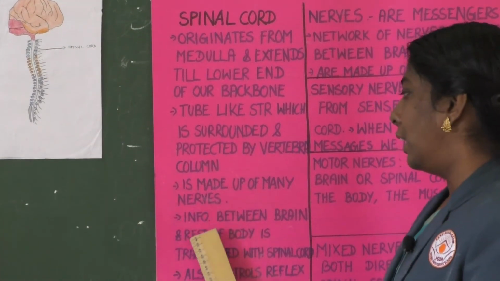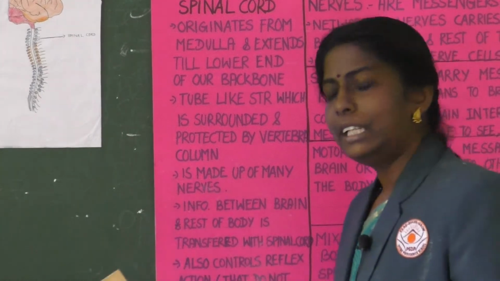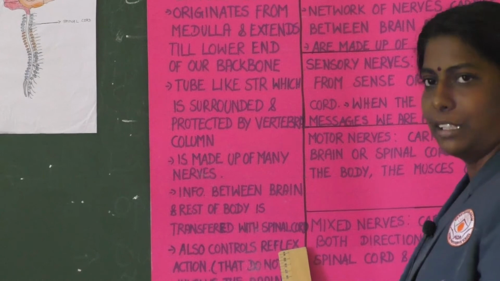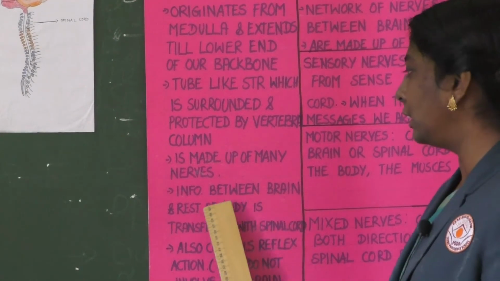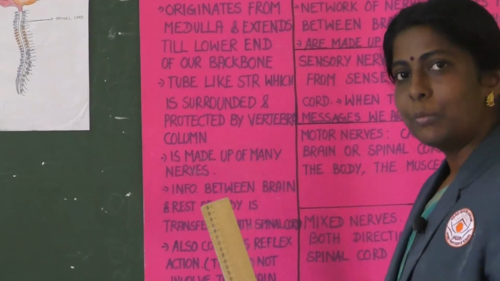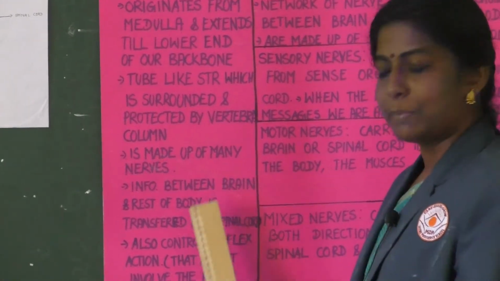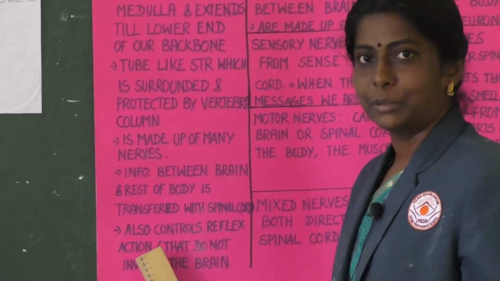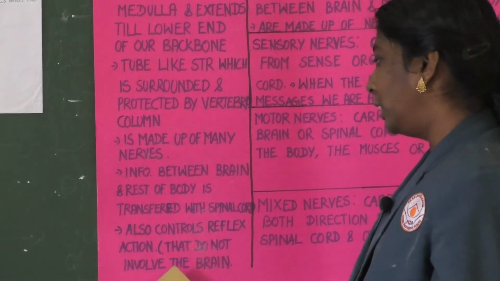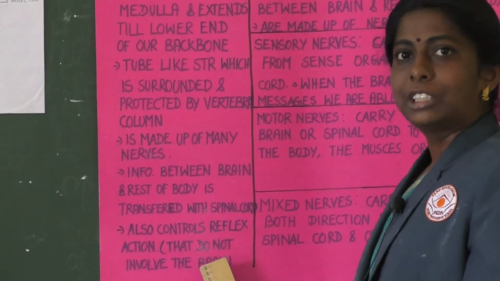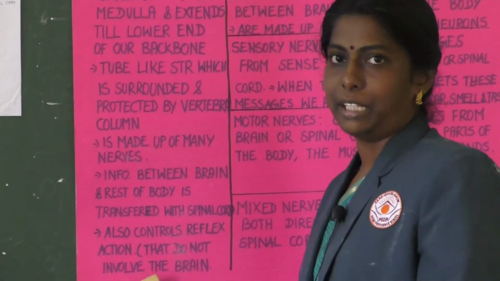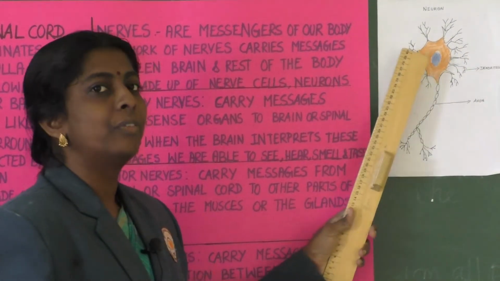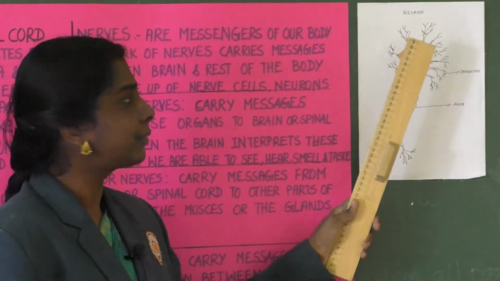All the information between the brain and the rest of the body is transferred with the help of the spinal cord. It also controls reflex action. Reflex action means the action that does not involve the brain. Clear, students?